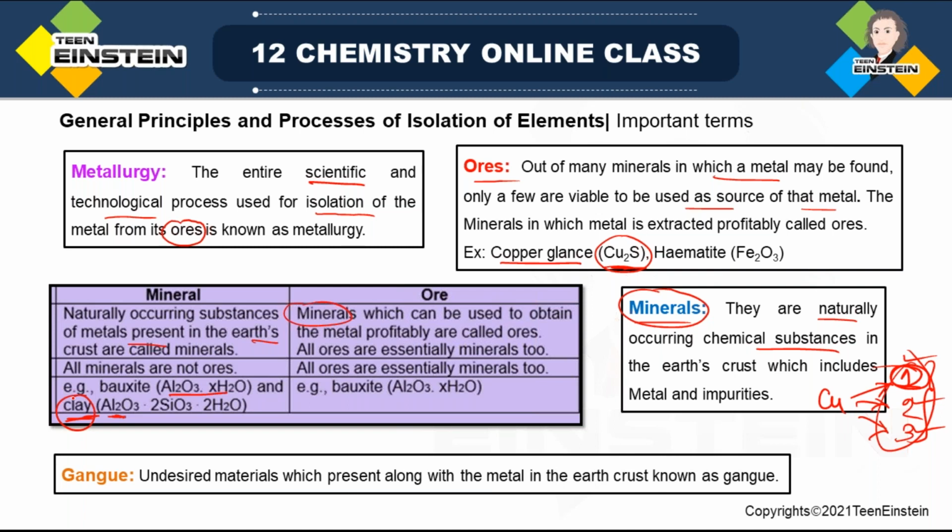Another important term is gangue, pronounced as 'gan'. These are the undesired materials, that is the impurities, the part of the ore which we do not want, so we have to remove this part. This is the undesired part, which is also present along with the metal in the earth's crust. It is present in the ore naturally, but we have to remove it, and there are different processes for this purpose. So here we have seen some important terms.